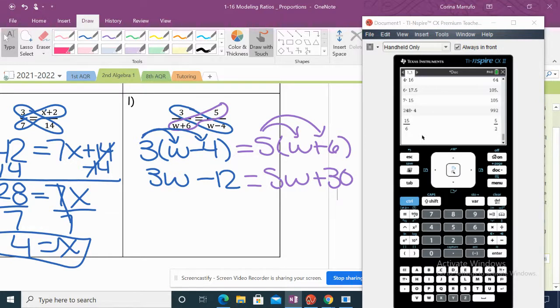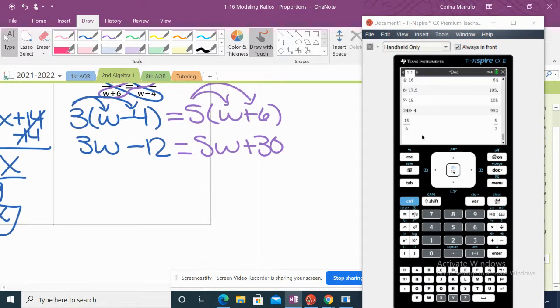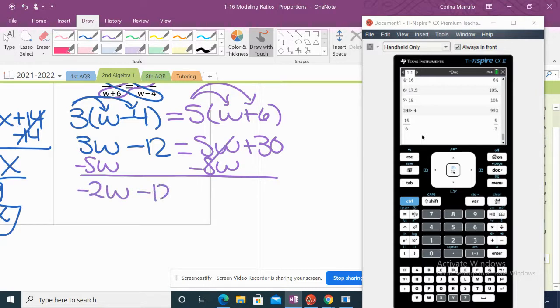Okay, then from here we start solving for w. Now remember when there's two w's on both sides? We're going to first take this one and move it to the other side. So we're going to subtract the 5w. What I do to one side, I have to do to the other side. This cancels, and this gives me negative 2w minus 12 equals 30.